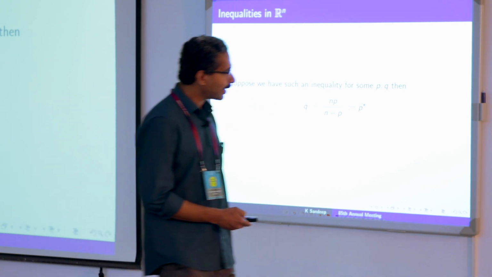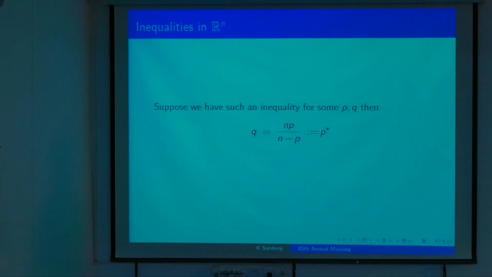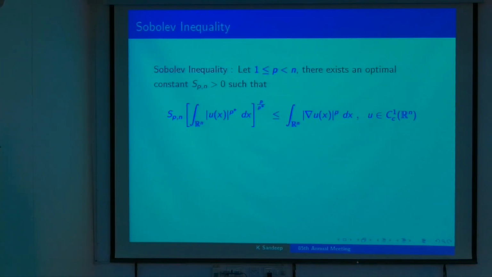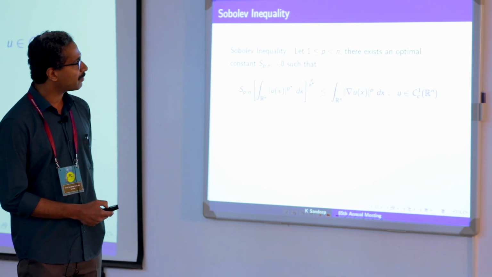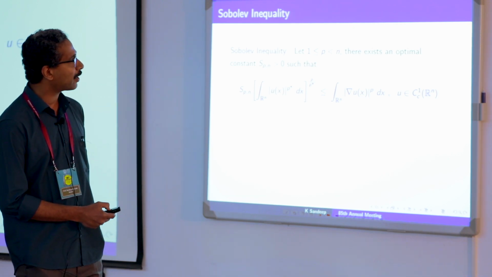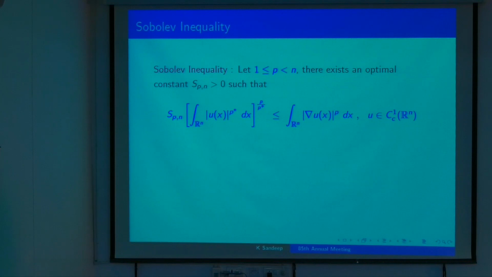Okay. So in fact, there is indeed a theorem, which is what is known as the Sobolev inequality, which tells you that this inequality is indeed true. So what I am saying is that you fix p with 1 less than or equal to p strictly less than n, where n is the dimension of the Euclidean space, then there exists an optimal constant such that this inequality holds. This p star is that q which I have written before. Okay, you have an inequality like this.